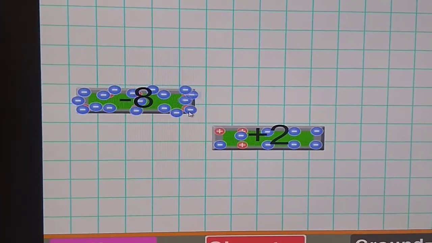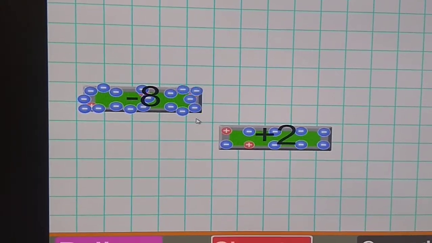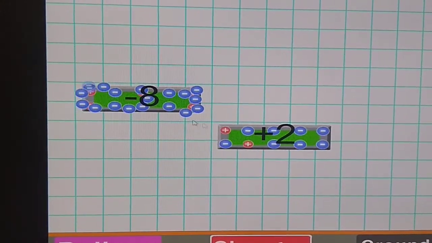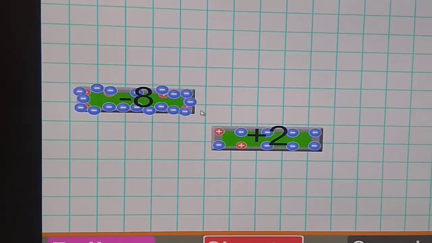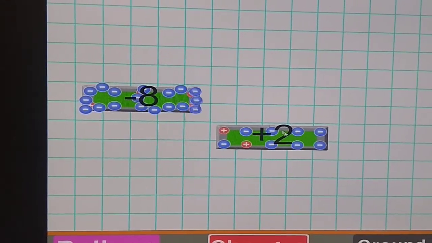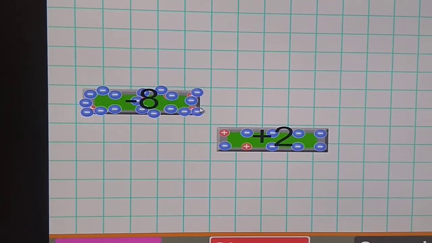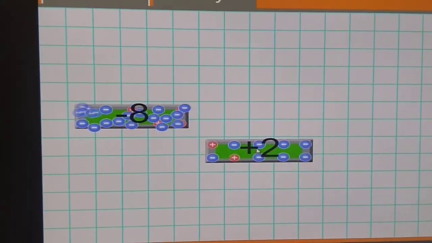And so we could count this out. Once they touch, one electron's going to go from here to here. That'll be negative 7 and positive 1 because it's getting more negative. And then it'll be negative 6 and 0 because this one will be neutral then. And then negative 5, negative 1, negative 4, negative 2, negative 3, negative 3. There's a way to determine that without actually seeing it happen.